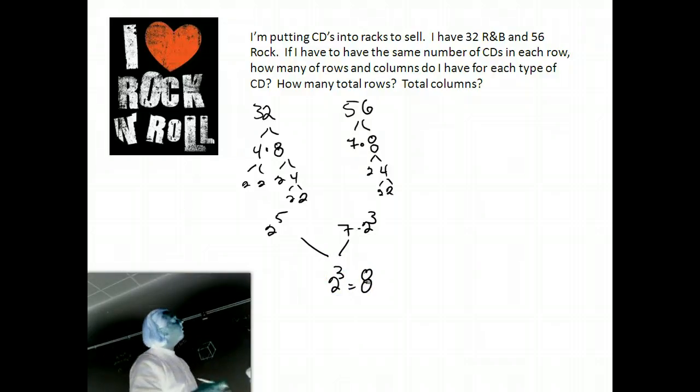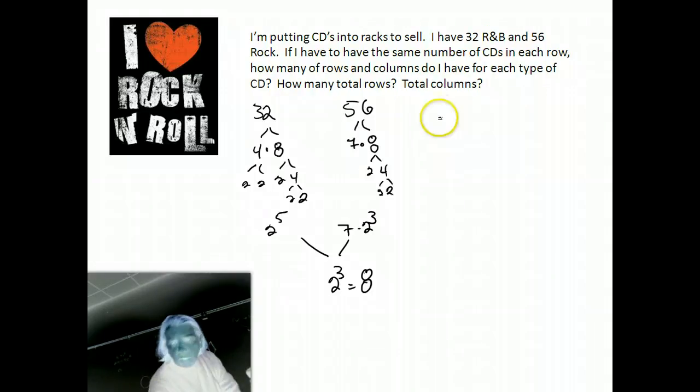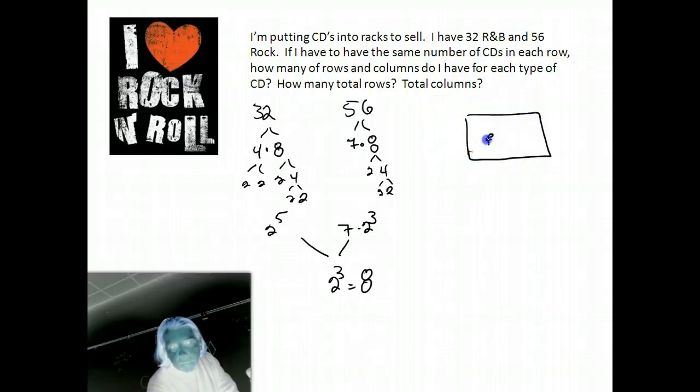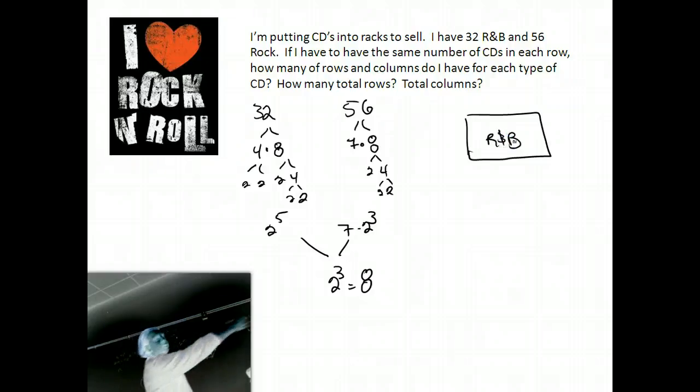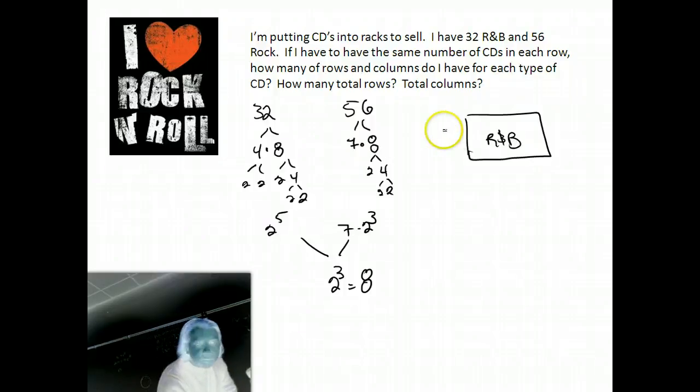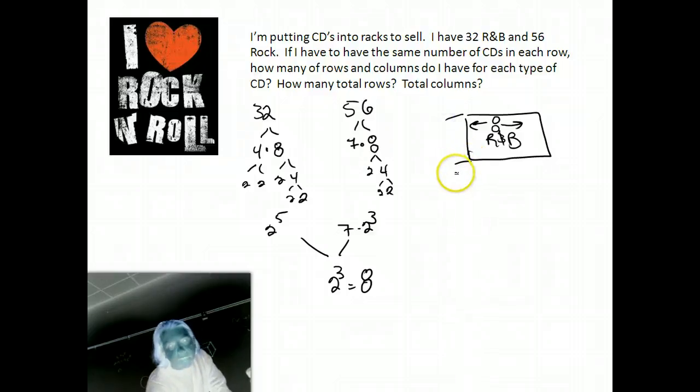But now the question is, how many rows and how many columns am I looking at? So again, I'll do my sketch. This is the R&B section. How many CDs are going across in the row? 8. GCF. So there are 8 across. So how tall is that section? 4.